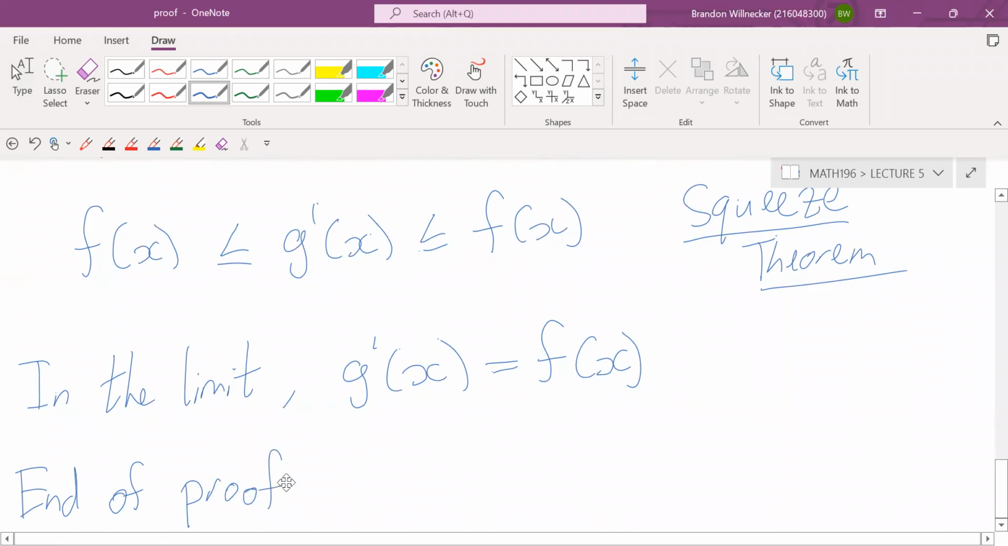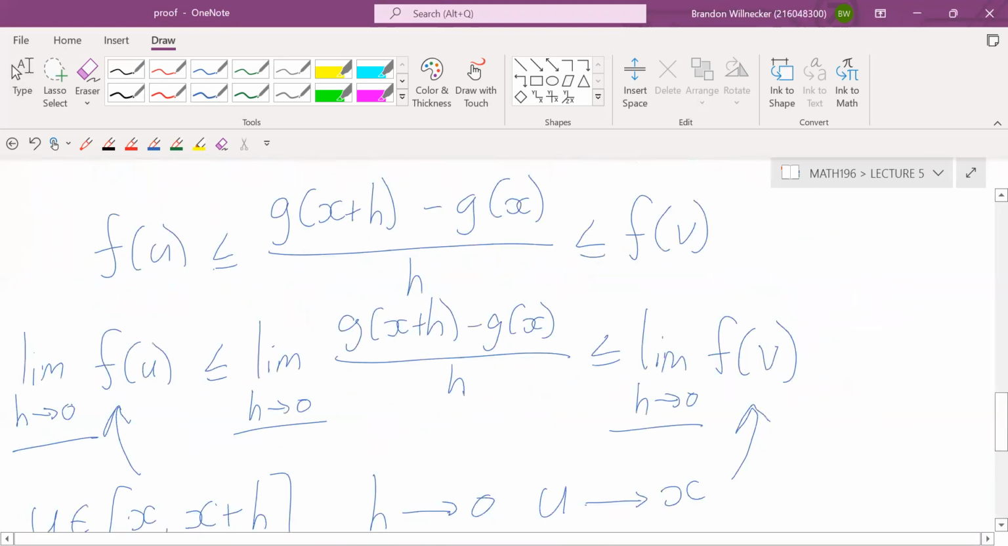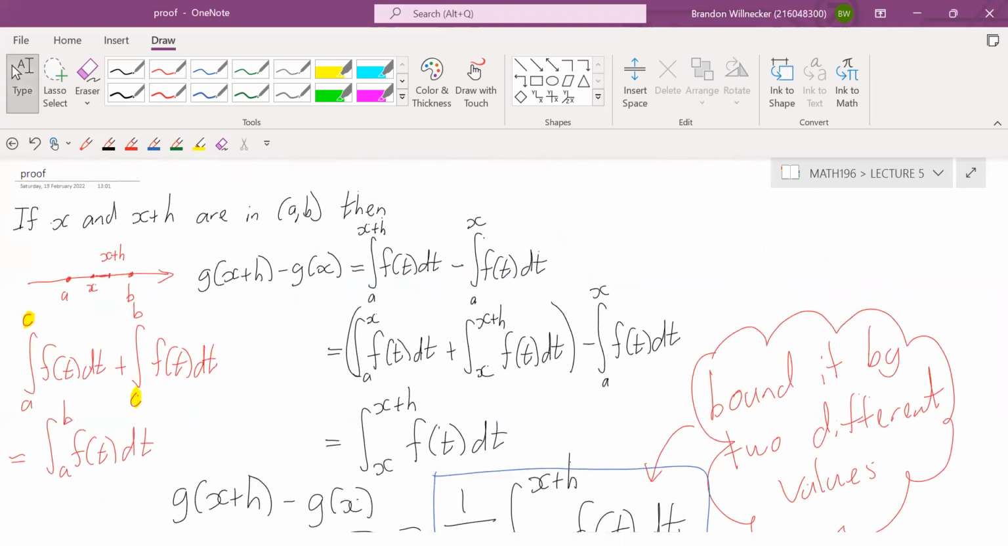So let's just go through this one more time. What we wanted to show is that g prime of x, so the derivative of g, is equal to f of x. So the idea behind this proof is that we try and build up the derivative by first principles. So we look at g of x plus h minus g of x. Remember, that's the numerator for that first principles definition. And then we just substitute in the definition for g.